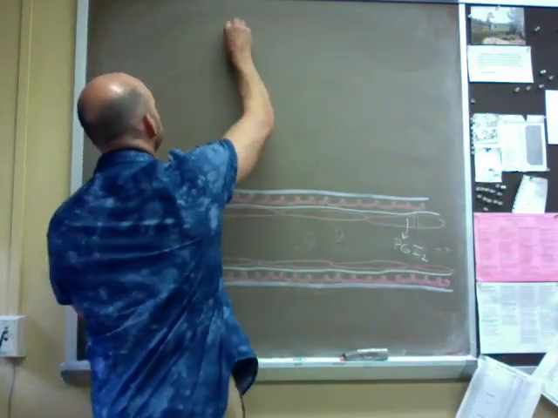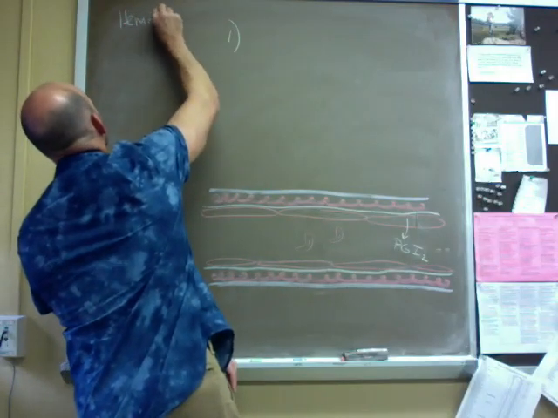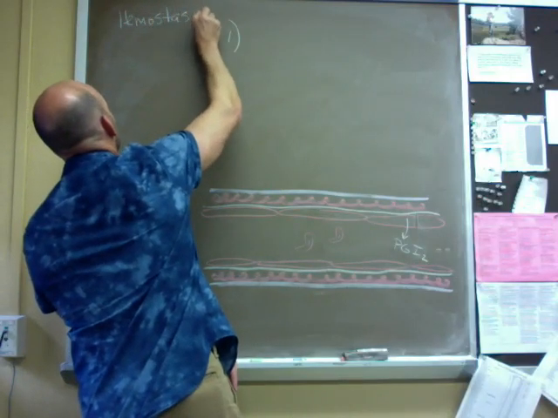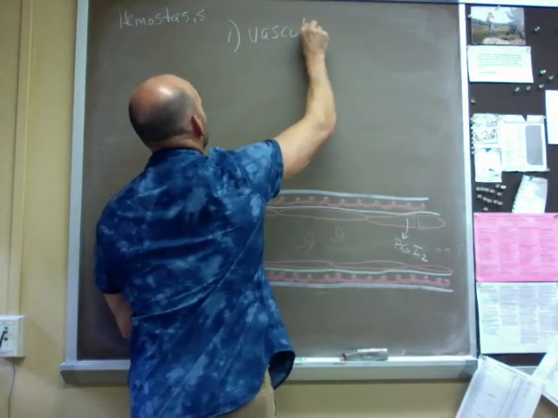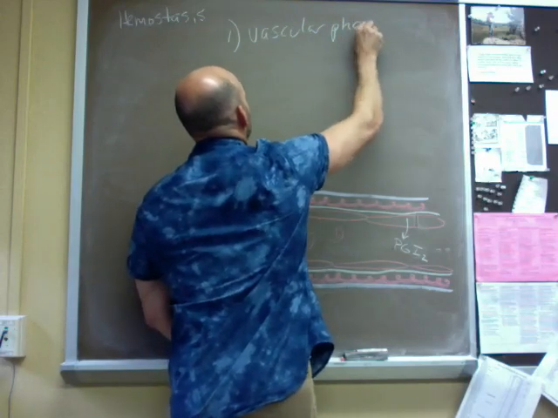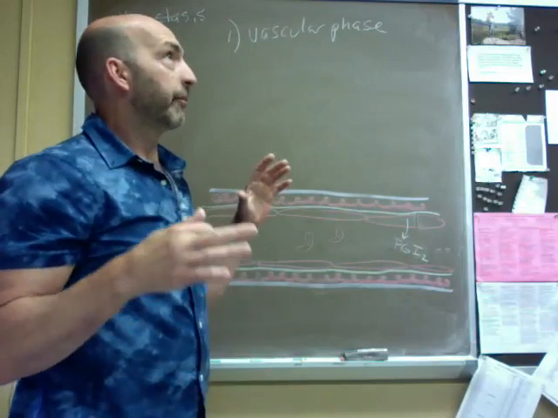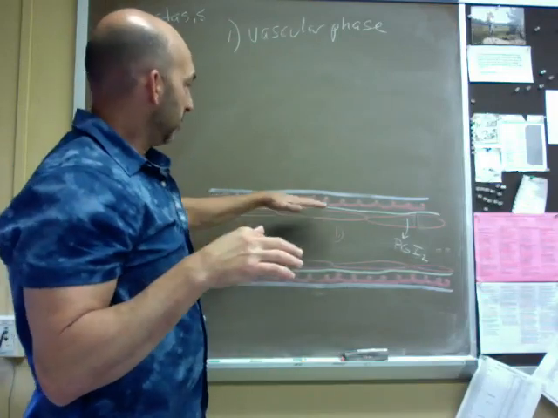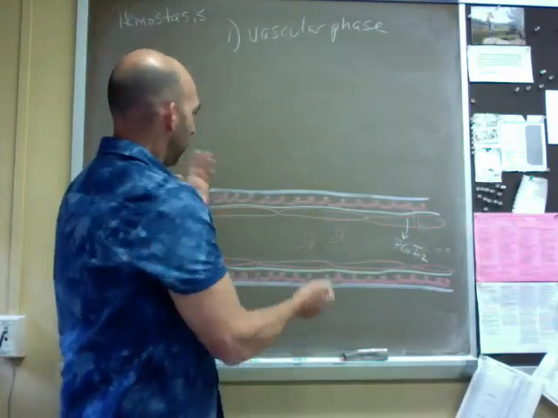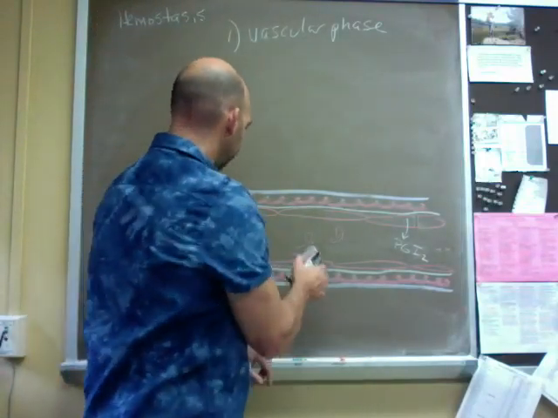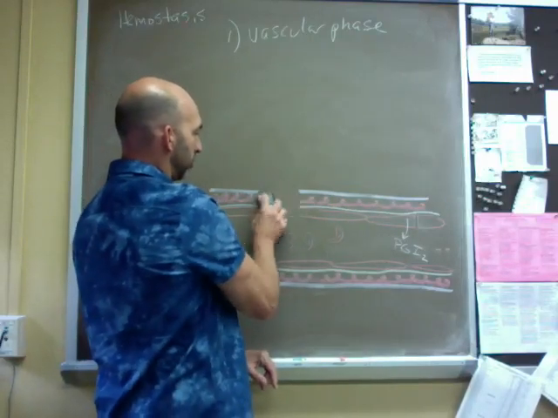We're going to have step one of hemostasis. Right? Step one is the vascular phase. And in the vascular phase, the smooth muscle in the wall contracts in response to tissue damage. And so we have to sort of inflict some damage here on our vessel. So I'm going to poke a hole in it. I can't redraw the whole thing over and over again. So I'm just going to poke a hole in our vessel here.